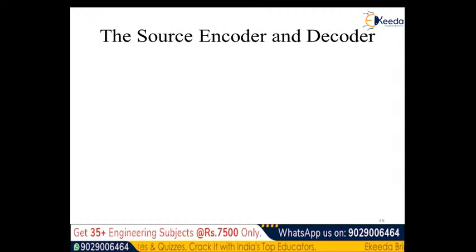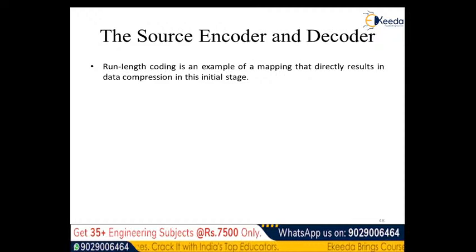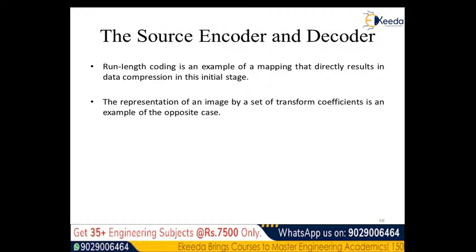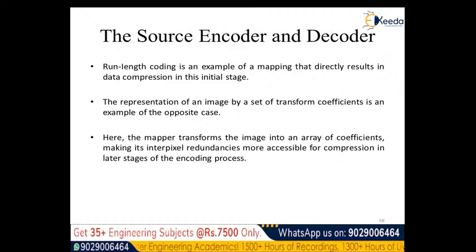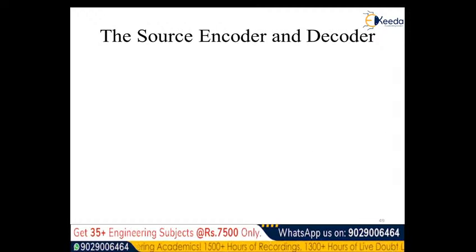The representation of the image by a set of transform coefficients is just an example of the opposite case, and here the mapper transforms the image into an array of coefficients, making its interpixel redundancies more accessible for compression in the later stages of the encoding process.